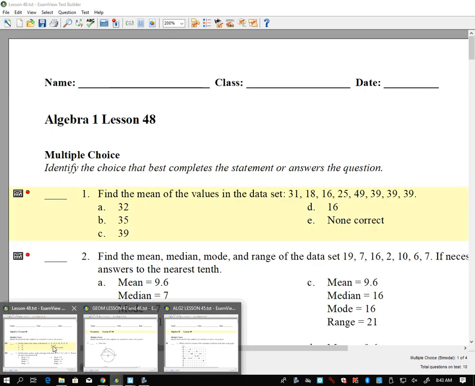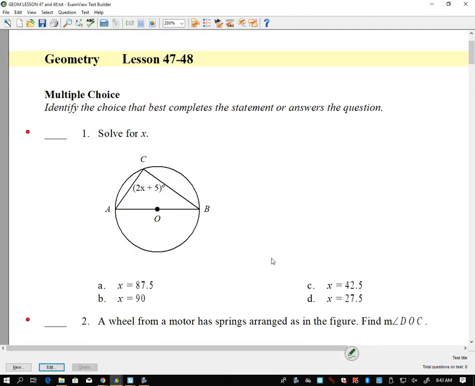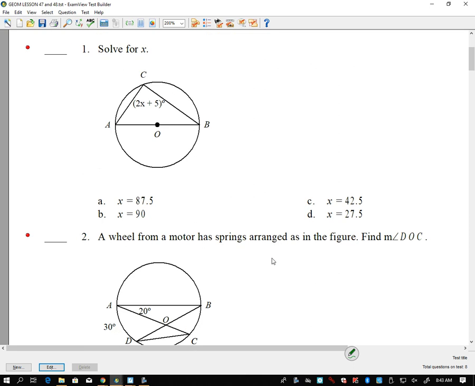Let's look at some questions. Let's look at question number 1 here. Now, this goes back to our first stuff. We're looking at angle C. We want to solve for x. What does 2x plus 5 equal? Does anybody know? 2x plus 5, what does that equal? I got somebody who says 180. 90? How do you know it equals 90, Jose? Because it looks like a right angle.